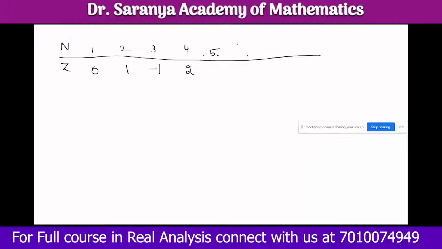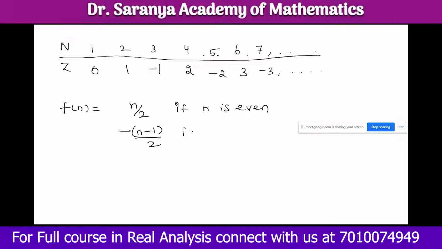2, minus 2, 3, minus 3, etc. So what is the general term here? f of n is equal to n by 2 if n is even, and minus of (n minus 1) by 2 if n is odd. Is it clear? So what is the mapping? f from N to Z. Correct?